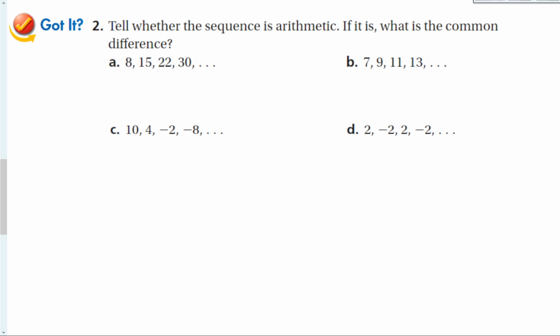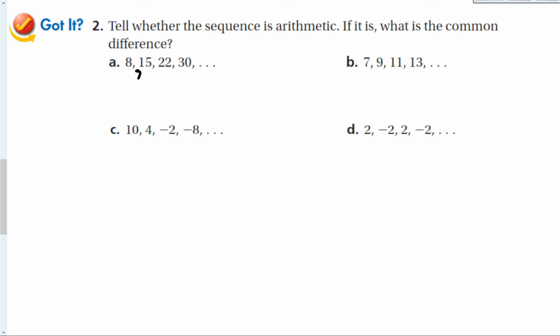If we look at our got it problems and tell whether each sequence is arithmetic, we're going to do the same thing. We're just going to look and see if each term in the sequence is the same distance away from the previous term, or the same thing added to 8 to 15 to 22 to 30 to get the next term. And we can see that this is not, because the first difference is 7.